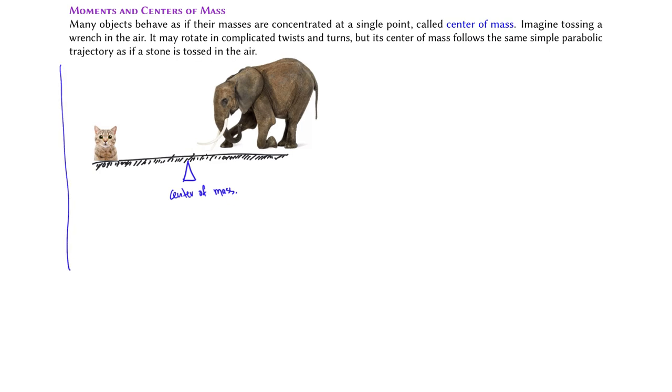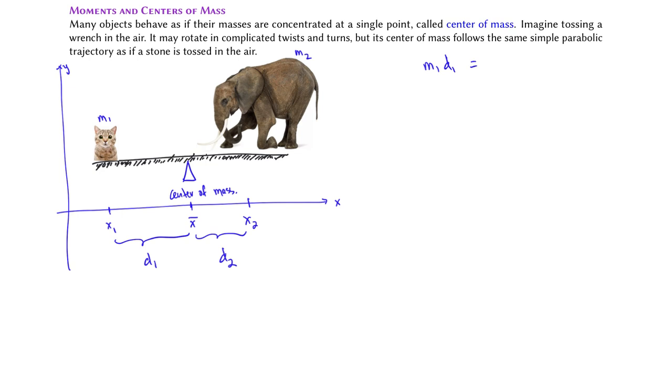To answer that question, we position this in the xy coordinate. The center of mass is labeled x bar. The position of the cat is x1. The position of the elephant from the y-axis is x2. The distance from x1 to x bar is called d1, and d2 is the distance from the center to the location of the elephant. m1 and m2 are the masses of the cat and the elephant. m1 d1 equals m2 d2 if we were to balance the seesaw.